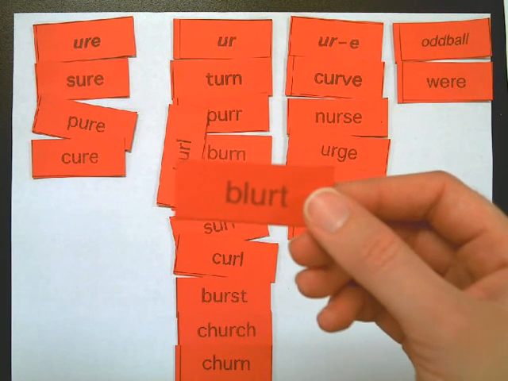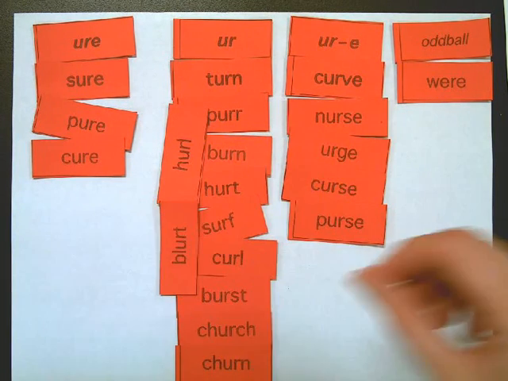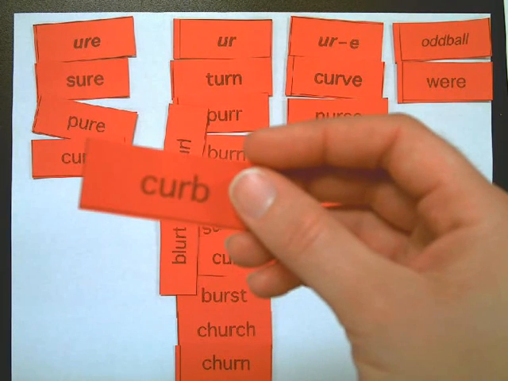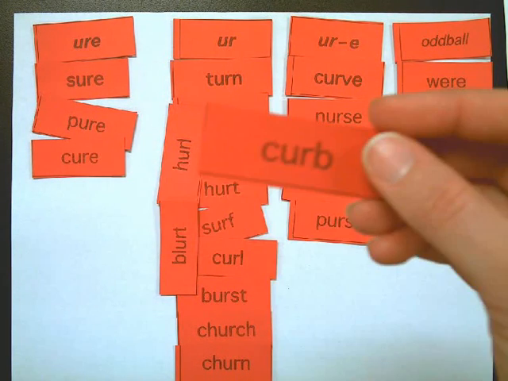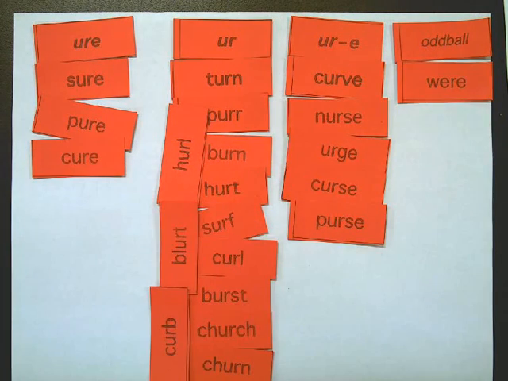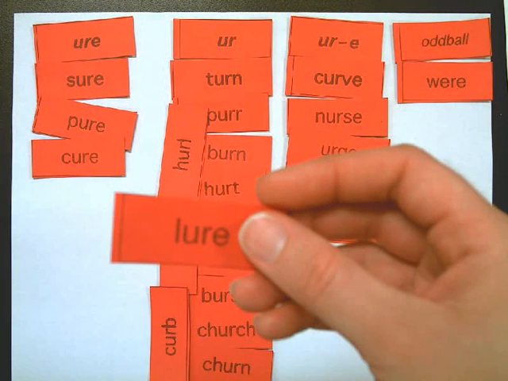Here's the word blurt, like I blurted out the answer accidentally. I hear that UR sound, and since there's no E at the end of the word, I know that it belongs here. This is the word curb, like my mom parks the car next to the curb. I hear an UR sound in this word, and because there's no E at the end of it, I know that I can set it here.